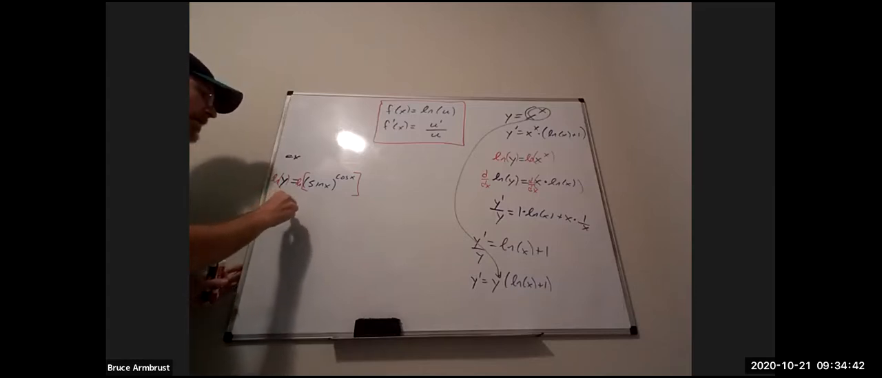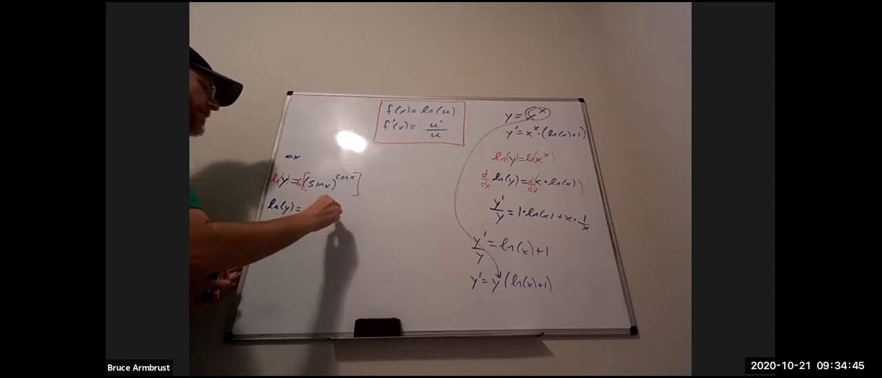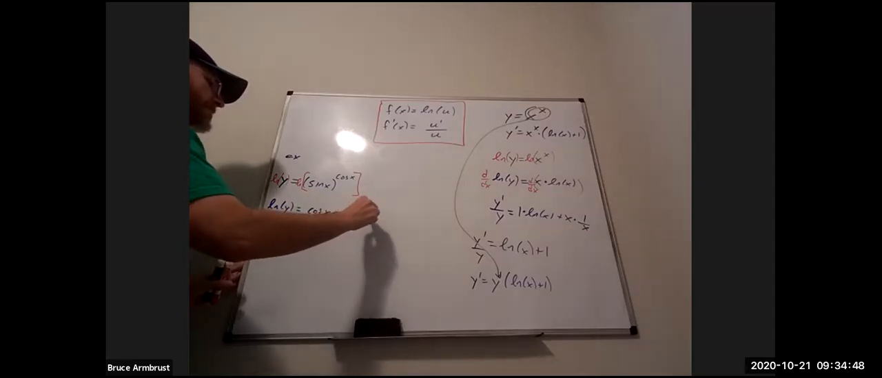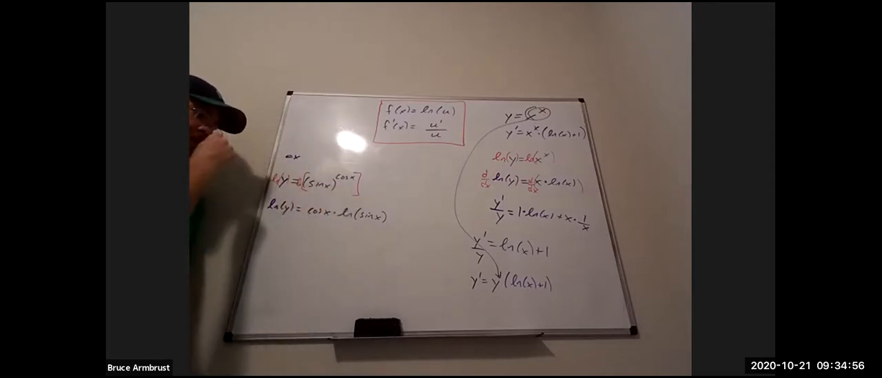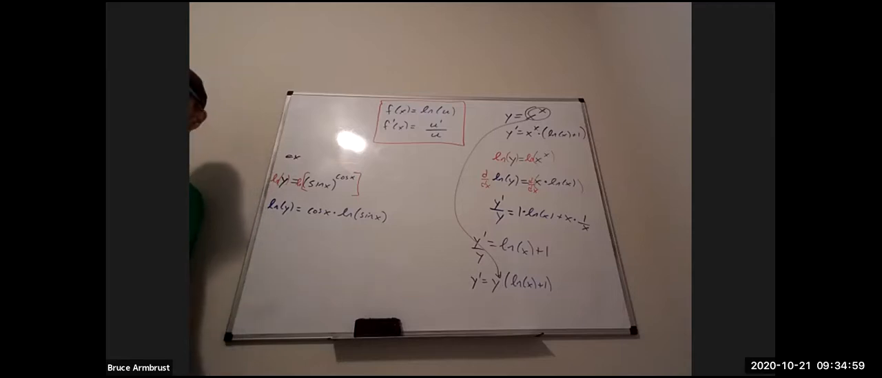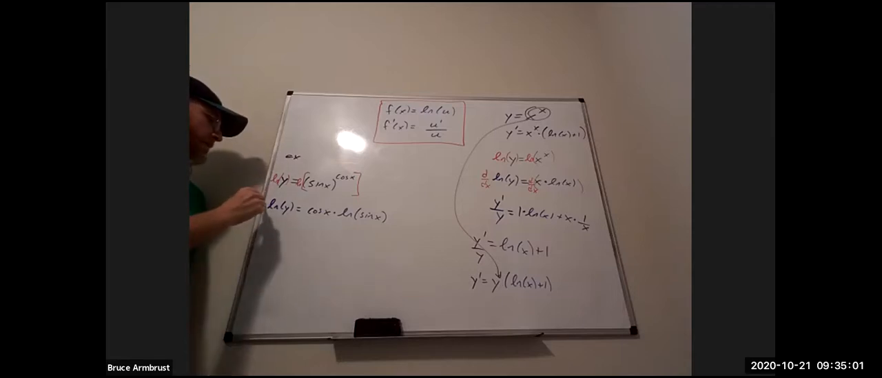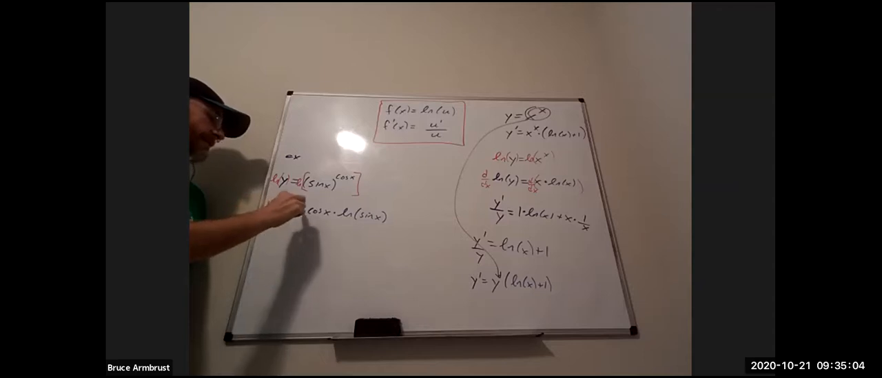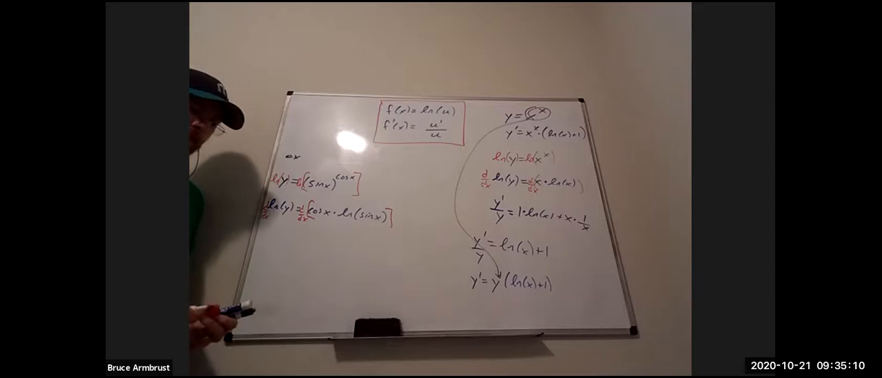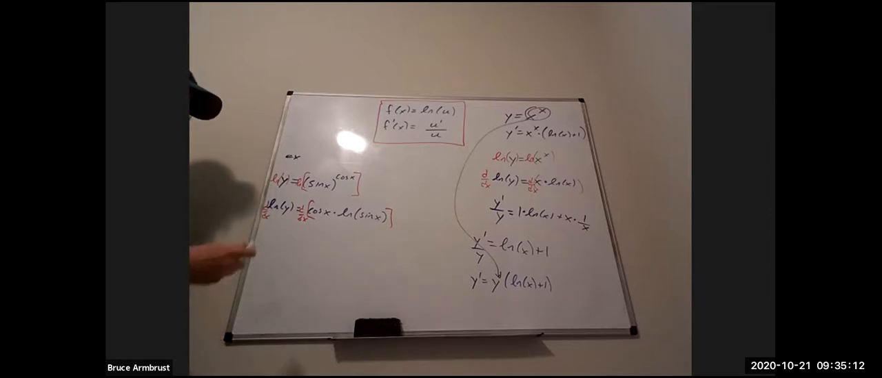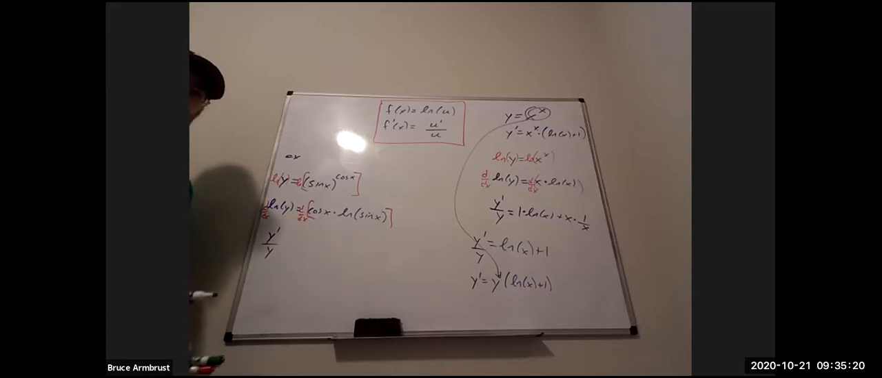Natural log of y equals cosine of x times the natural log of sine of x. Right, the rule is bring that exponent out front as a multiple. But now we're ready to differentiate. So the natural log of y is going to give me y prime over y. The other side, I need to use the product rule.